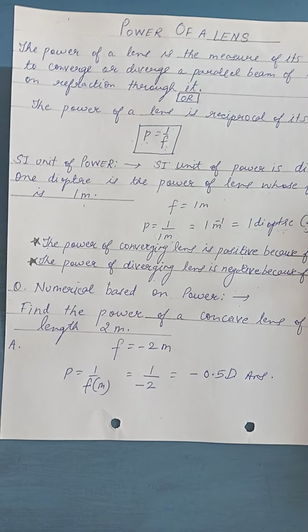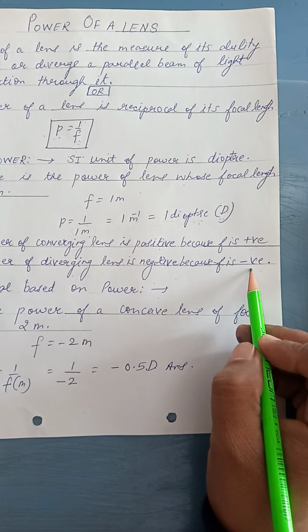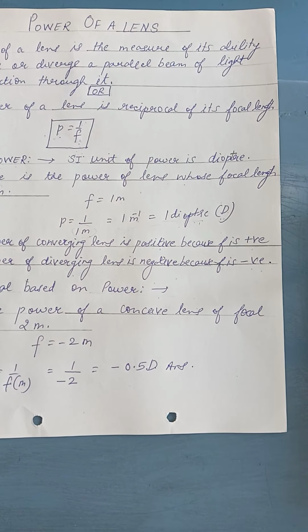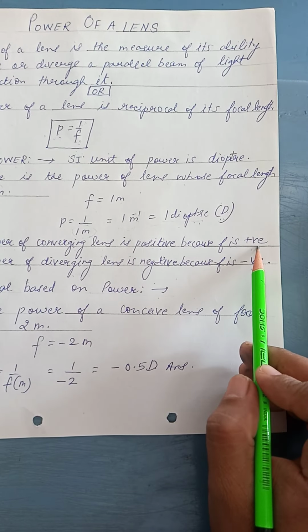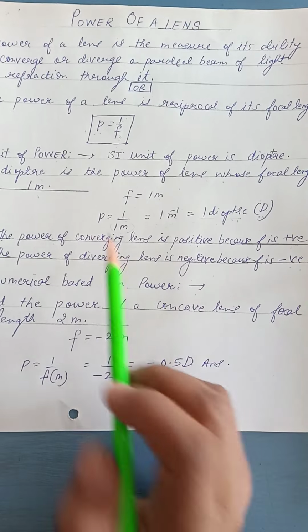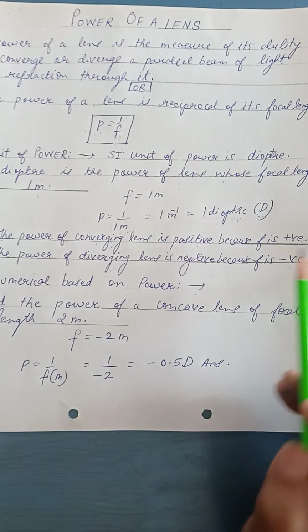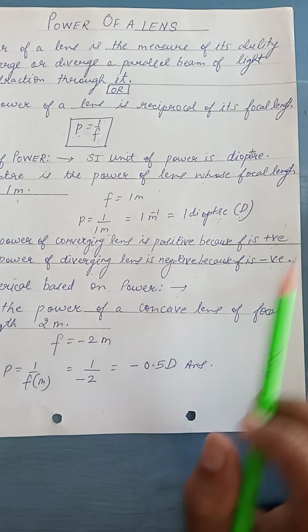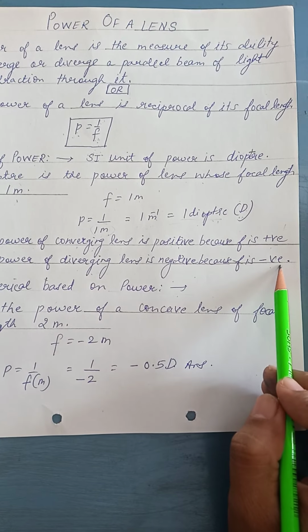in your numerical. If the question is to calculate the power of a diverging lens, in that case you will consider the f to be negative. If the question asks for the power of a converging lens, then f you will consider as positive. When you solve the numerical, if it is a converging lens, your power would be considered as positive, and if it is a diverging one, then your power will be considered as negative.